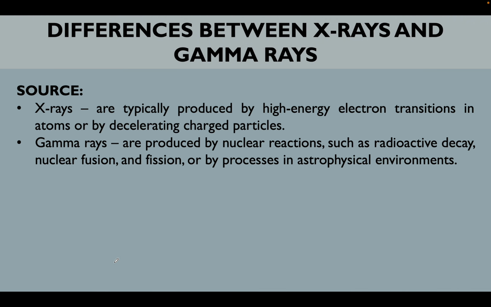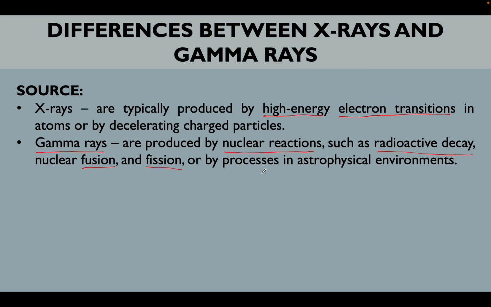Now, as for the source of this radiation, X-rays are typically produced by high energy electron transitions in atoms or by decelerating charged particles, whereas gamma rays are produced by nuclear reactions such as radioactive decay, nuclear fusion and fission, or by processes in astrophysical environments. So those are their differences as for their source.